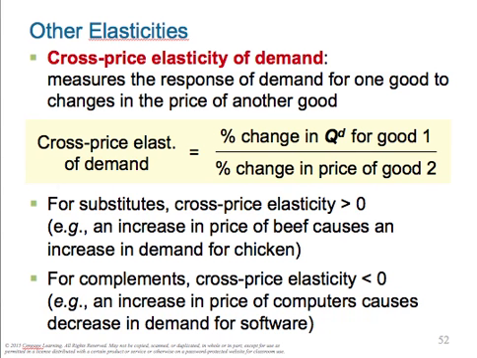If you're going to see a greater change, a greater elasticity, it's going to be greater than 0 when we're talking about cross-price elasticity. If you're going to see a negative relationship, it's going to be less than 0.